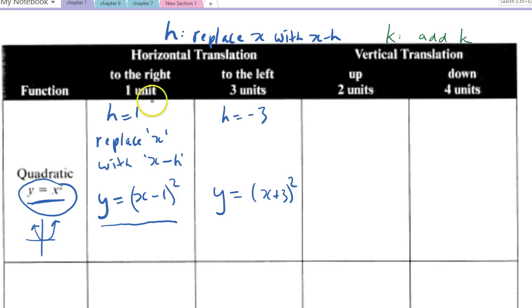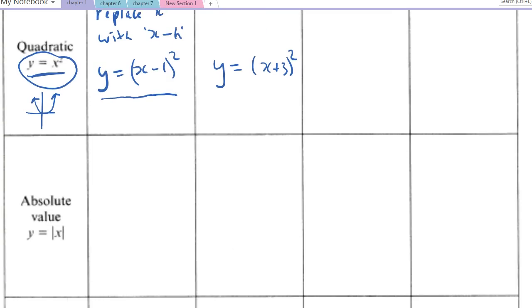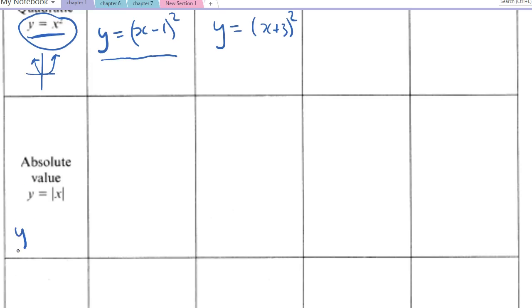So that's just like what we were doing over here. If I want to move something to the right 1 unit, I write y is equal to x minus 1 all squared. Let's go down one. Let's say my function was the absolute value of x. So this is y is equal to the absolute value. Actually, I don't need to rewrite it. The function looks like that.